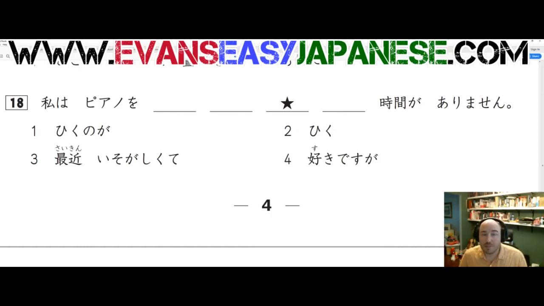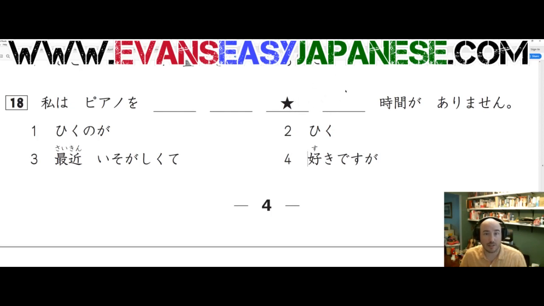So we can either put before that the idea of, I like doing it, but I don't have time to play, which makes sense. But we also have here, saikin isogashikute. Being that I'm busy lately, I don't have time to play. Both of those work properly, and we have to figure out which one to go with. So it's either going to be 4 here or number 3 here.